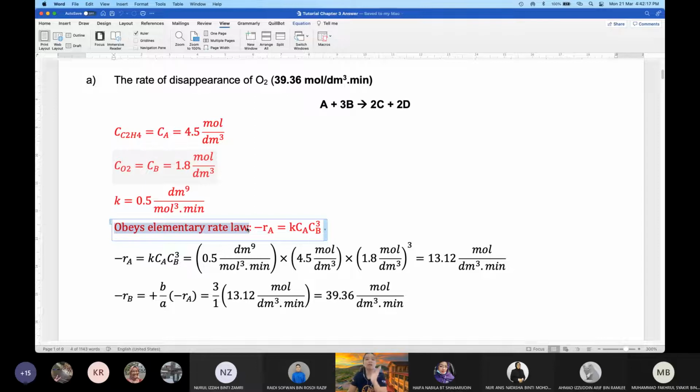So bila kamu tengok soalan tu kata obeys elementary rate law, you straight away can already elucidate the rate law. Okay, rate law dia akan menjadi, dia saya cakap pasal rate law, meaning kita nak cari minus RA. Okay, again, I always talk about rate law. Sebenarnya kita cari minus RA, kadar tindak balas A. Okay, so minus RA equals to, rate law dia kata mesti ada K, the reaction rate constant. Okay, so you must write K.